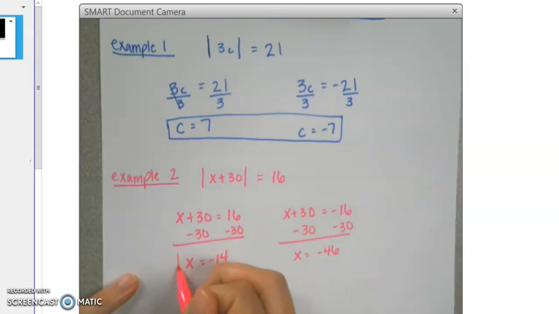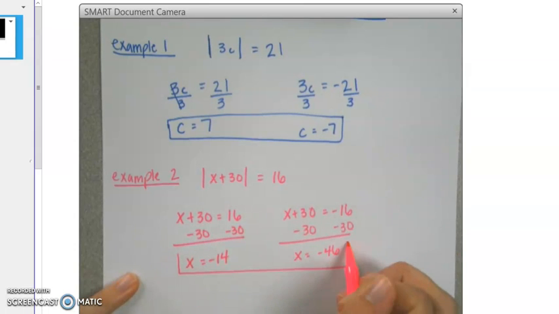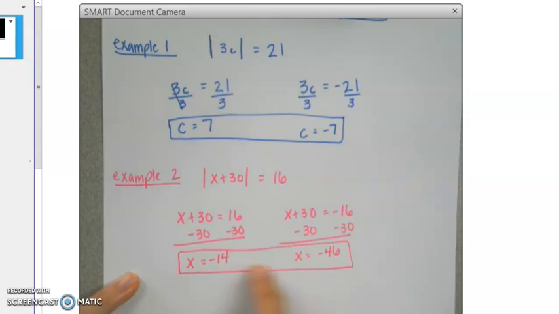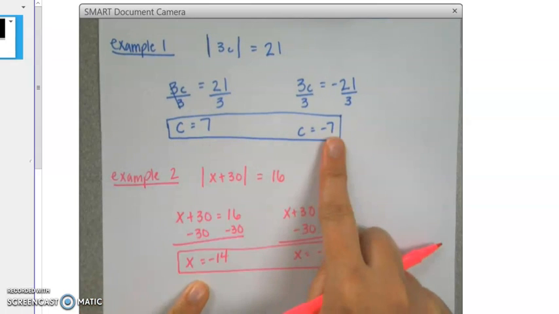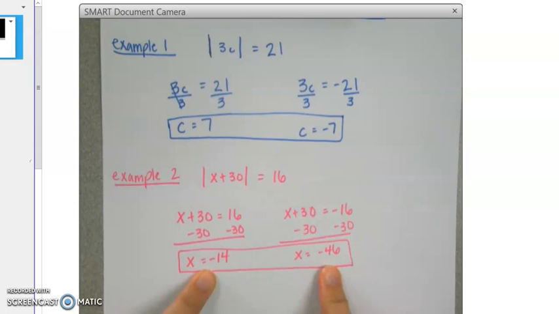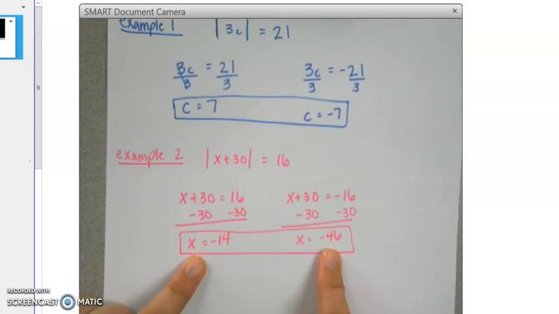So notice this time, remember you're always going to have two answers, but this time my answers are not the same. They are very different. So don't assume that just because you got one answer, the other one's going to be the negative version. That is not always the case. In this problem, it was negative 14 and negative 46.